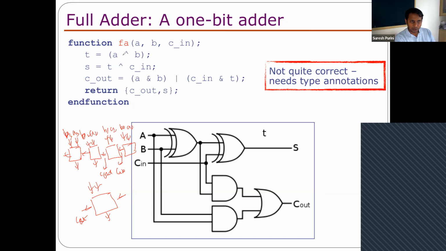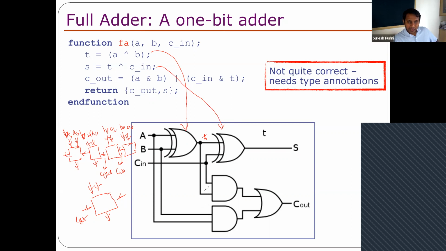You are computing the exclusive OR of A and B. And remember, A and B are not variables. They don't have any memory. A is a wire, B is a wire. Whatever signal is there in A and B, you do an exclusive OR, and the wire that comes out is T. Then you take C in and compute the exclusive OR of that with T. This results in S, the wire that is coming out.